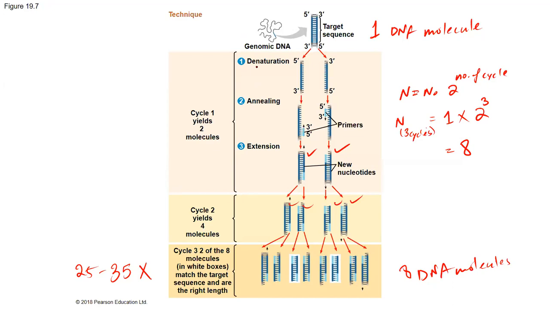Now, typically, denaturation is done at a temperature between 94 to 98 degrees centigrade. The annealing temperature is more variable because it depends on the sequence of the primer. So we have annealing approximately between 50 to 65. And extension typically is done at 72. Okay.